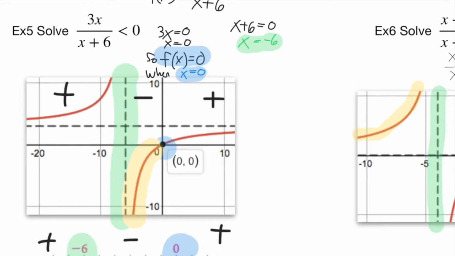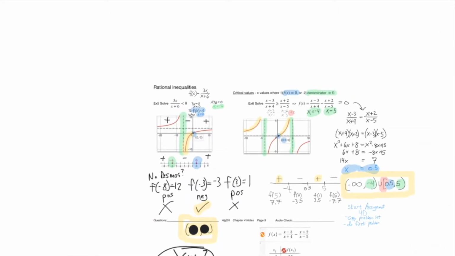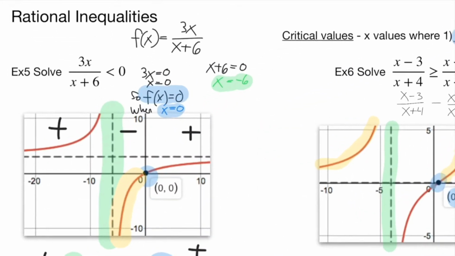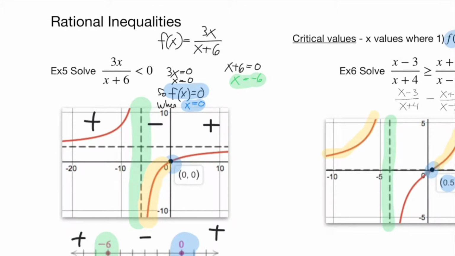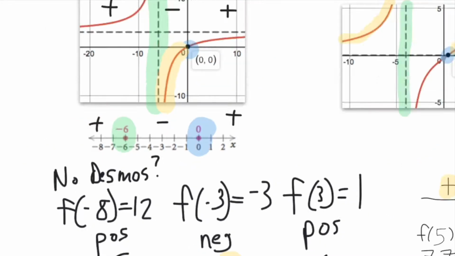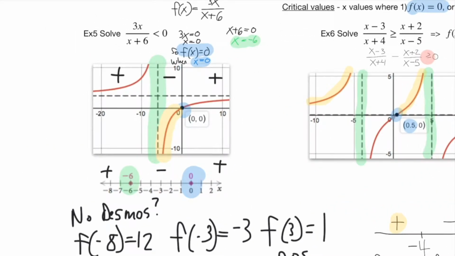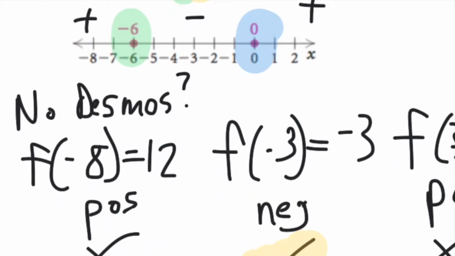So of course the answer is going to be all the numbers in between -6 and 0. That's where the overall rational expression is less than 0, right here. Now, if you don't have Desmos, you've got to identify -6 and 0 as the critical values, and then you've got to take test points, just like we did before.